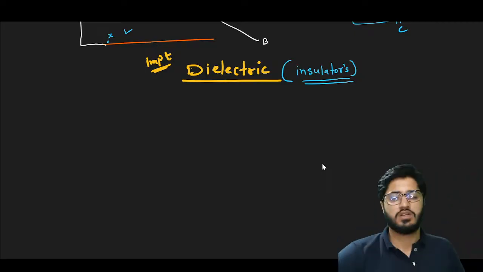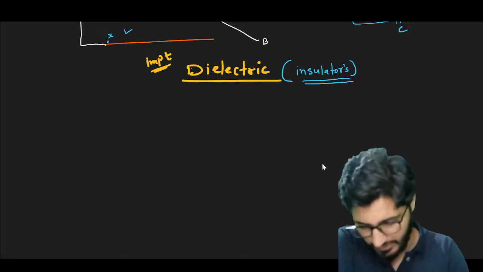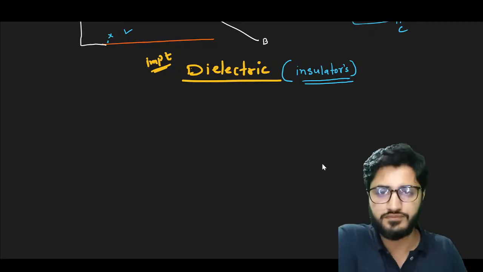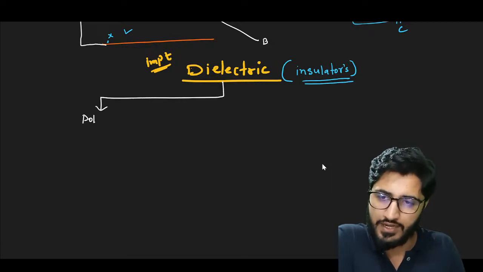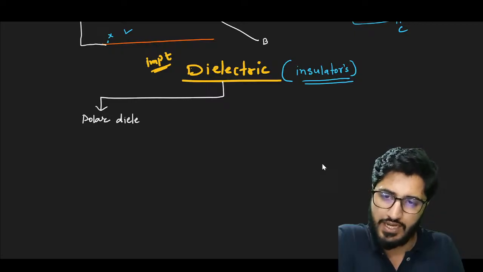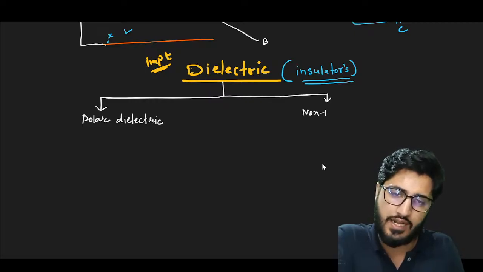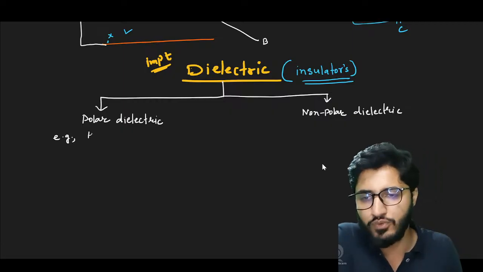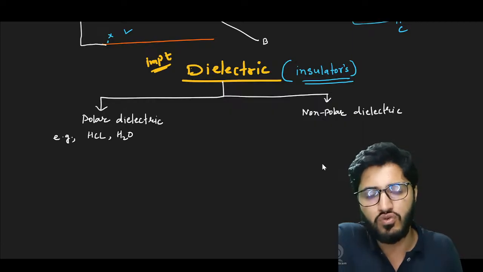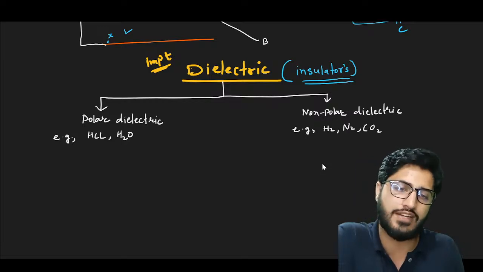Okay. So just like insulators, dielectrics have two types. One type is known as polar dielectric, and the other is known as non-polar dielectric. Examples of polar dielectrics are the HCl molecule and H2O. Examples of non-polar dielectrics are H2 gas, N2, CO2, etc.